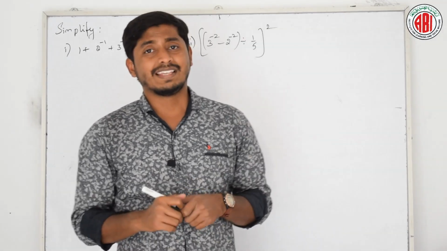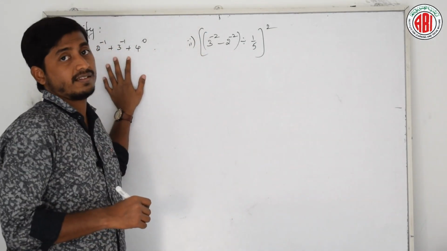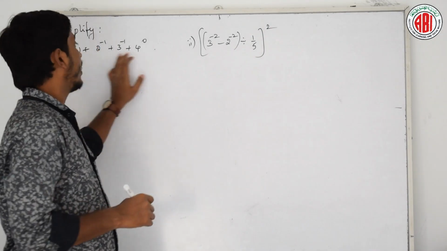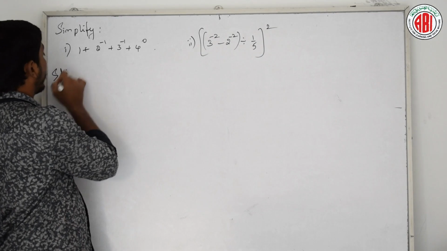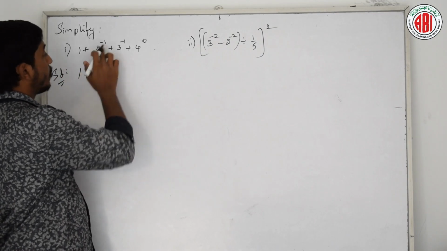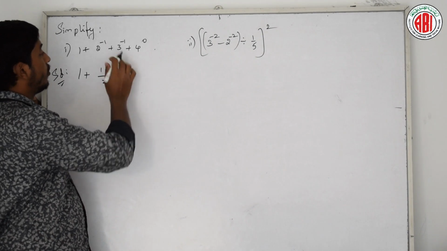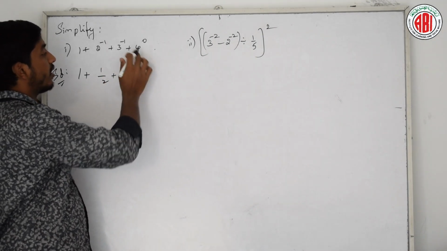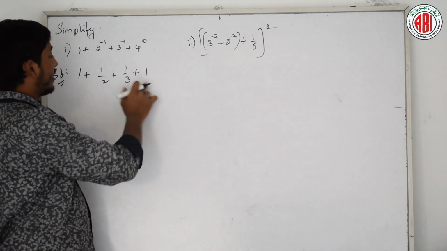Let's do. See here, the question given here is, again he is asking us to simplify this. How do we do? We all have different points here. What are these? Here it is directly 1, 2 power minus 1. What is it? That is 1 by 2. 3 power minus 1 is 1 by 3. 4 power 0 is 1. Is it okay? Now add these both.